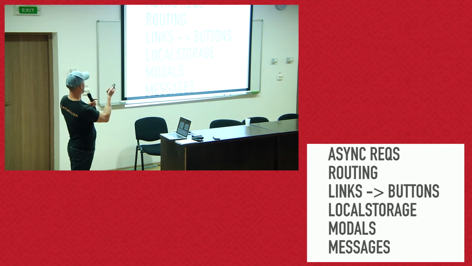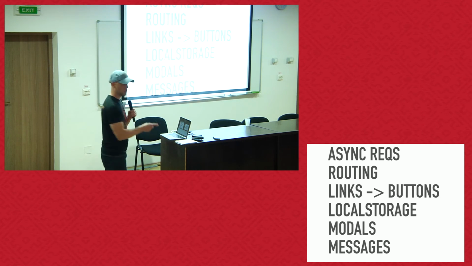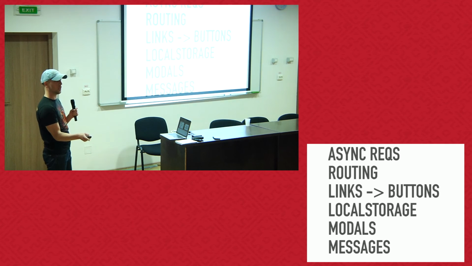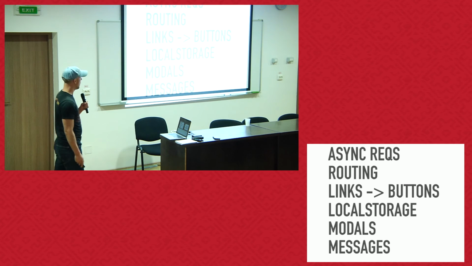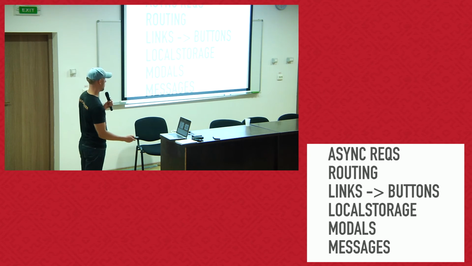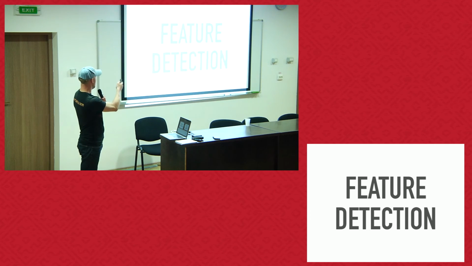So you can use async requests and routing and turn links into buttons, but you start with links because you start with just HTML. I mean, what's the point of a button in just HTML apart from submitting a form, which usually you do with input to submit. Local storage, modals, I mean, yeah, how are you going to do those without JavaScript? That's tricky. So basically you do feature detection.